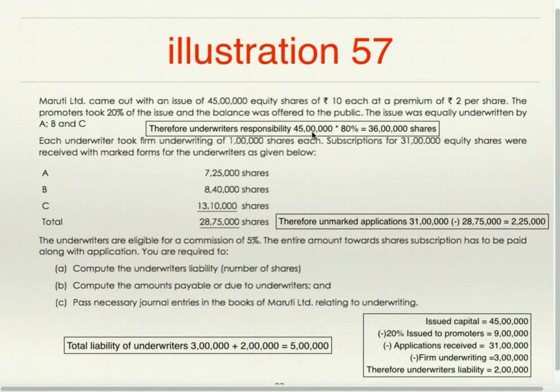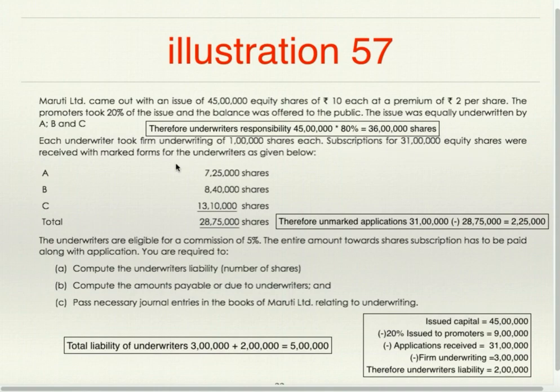Underwriters' responsibility will be 80% of 45 lakhs, which is equal to 36 lakh shares. Each underwriter took firm underwriting of 1 lakh shares each. 1 lakh share each is firm underwriting. Total firm underwriting is 3 lakhs.